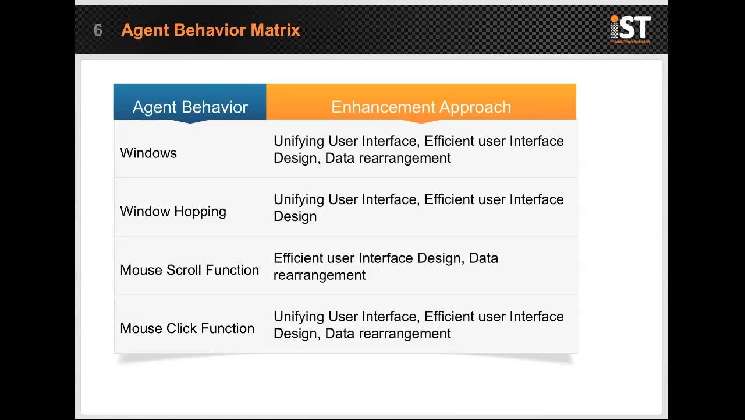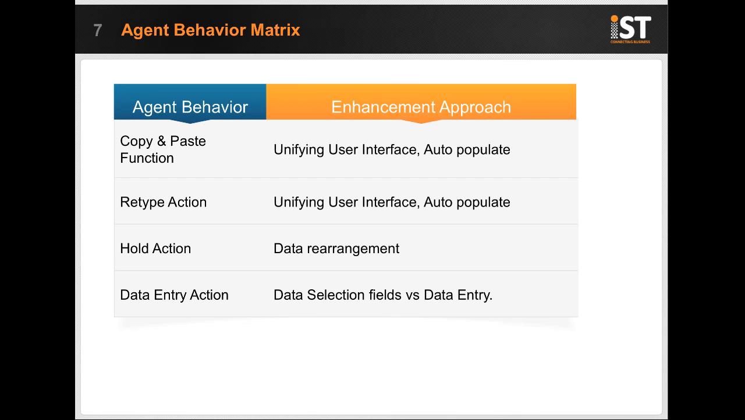The mouse scroll function, when used excessively, indicates an opportunity for improvement through data rearrangement and efficient user interface redesign. The total number of mouse clicks is also used as an indicator for design efficiency. After adopting a unified agent framework, a reduction in the number of mouse clicks can indicate a more efficient user interface design. Next is the copy, paste, and retype functions.